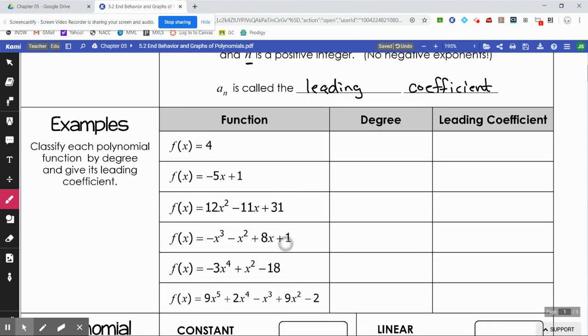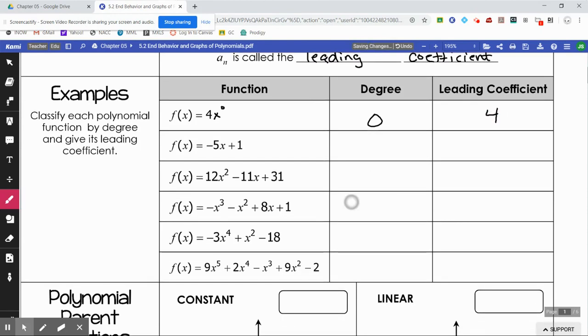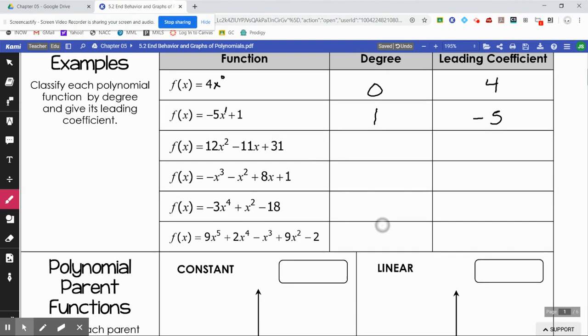In these examples here, we're going to classify each polynomial function by the degree. And the reason we're doing this, in order to find the degree, you're looking for the highest power variable. Like in this first one, the highest power is this x to the 0 power. There's no x's there, so the degree of this would be 0. It's a constant. The coefficient of the highest power, again, is called the leading coefficient. So in this case, it's going to be a 4. The highest power here is a 1, so it's a first degree polynomial. It's linear. The coefficient on that variable is a -5.